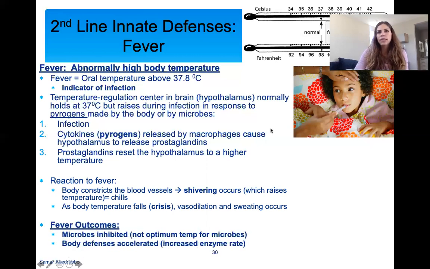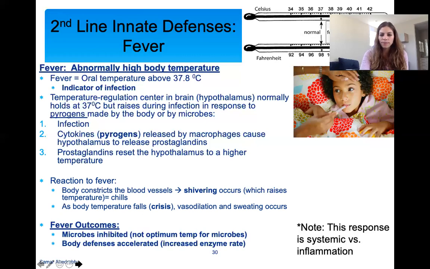The reason I put this here is if someone doesn't remember if they had a fever in the night, a lot of times the doctor will ask them, did you have shivering or chills? And these are reactions to fever. So they indicate that a fever had happened. The outcome of a fever is you get the microbe inhibited, again, because microbes don't like temperatures that are not their optimum temperatures. The optimum temperature for most microbes to grow is 37 degrees Celsius. So when you raise that, the microbe isn't happy anymore. And then your body defenses are accelerated so that they can fight off the infection. And all of this is thanks to the pyrogens that are released by the macrophages that had encountered the pathogen.